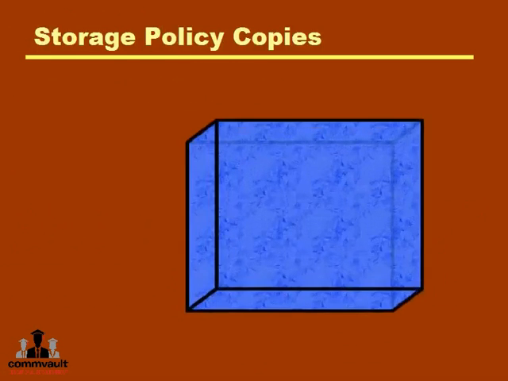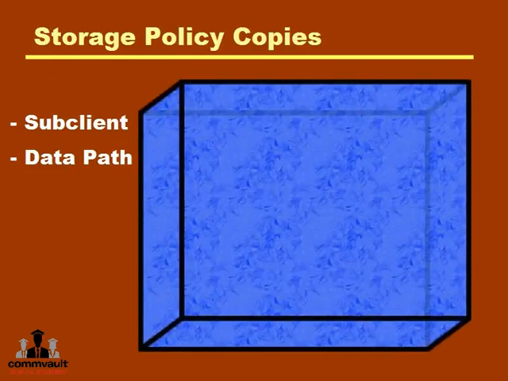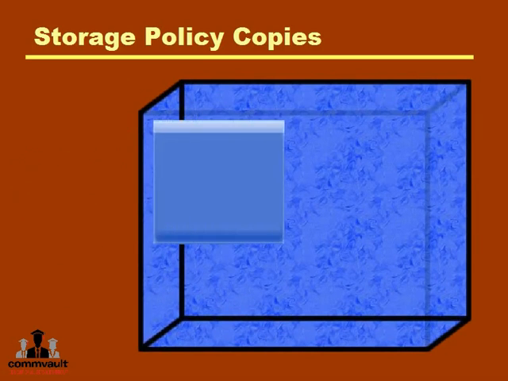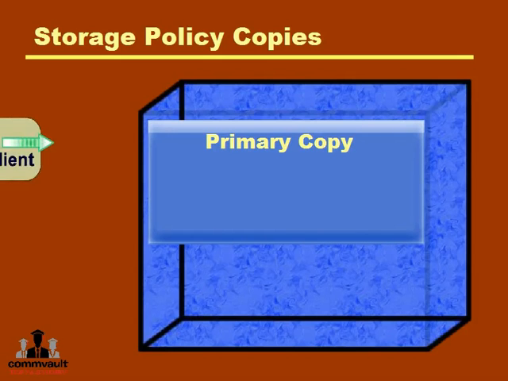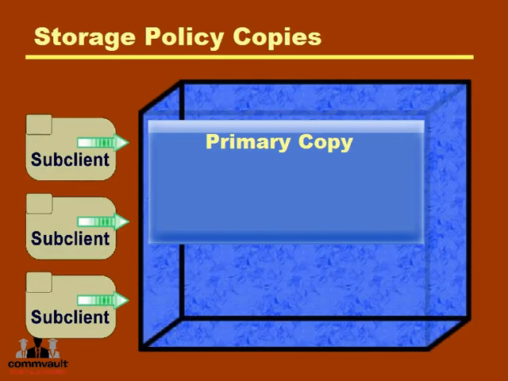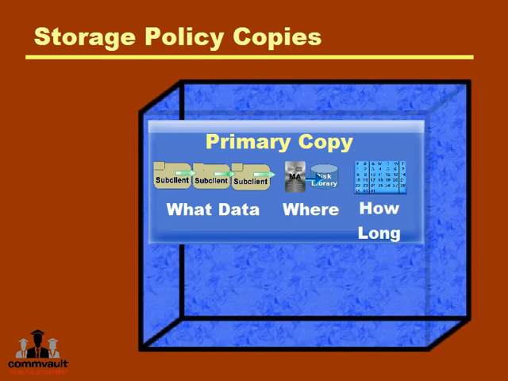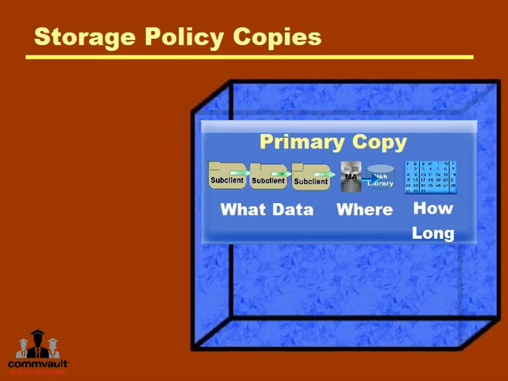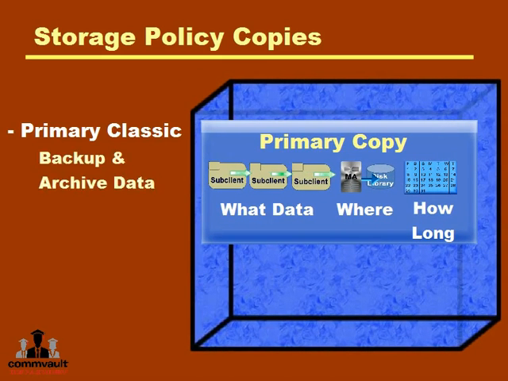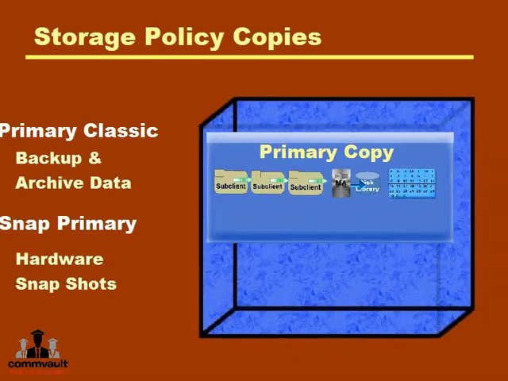Each policy copy will define the rules for subclients, data path, and retention. Within the storage policy, there will be one or more copies. The first copy is called the primary copy. Subclients are associated with the storage policy, which determines what data will be managed. We then define a data path and retention for the primary copy. There are two types of primary copies: Primary Classic, which manages traditional backup and archive data, and Snap Primary Copy, which will manage hardware snapshots.